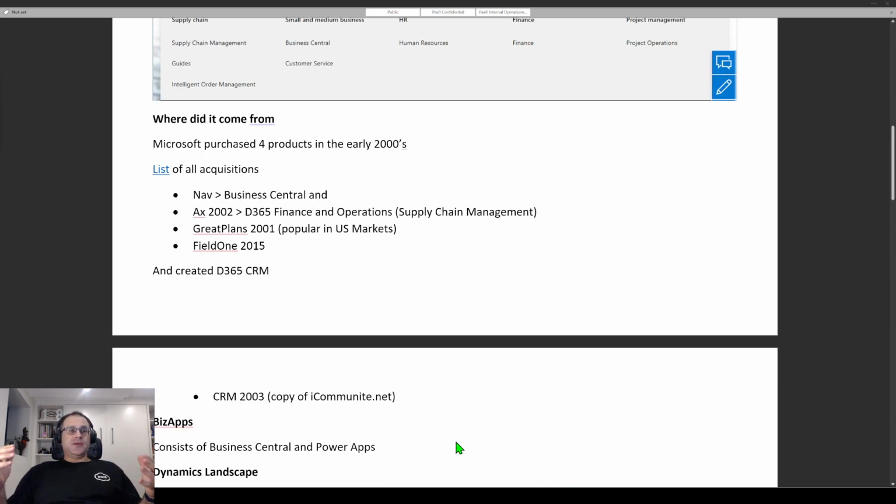So most of the conversation we'll be having today is around the BizApps side of Dynamics, and that is Business Central and Power Apps, or the Power Platform. Now, the Power Platform is a bit of the mortar or glue that helps stitch things together.